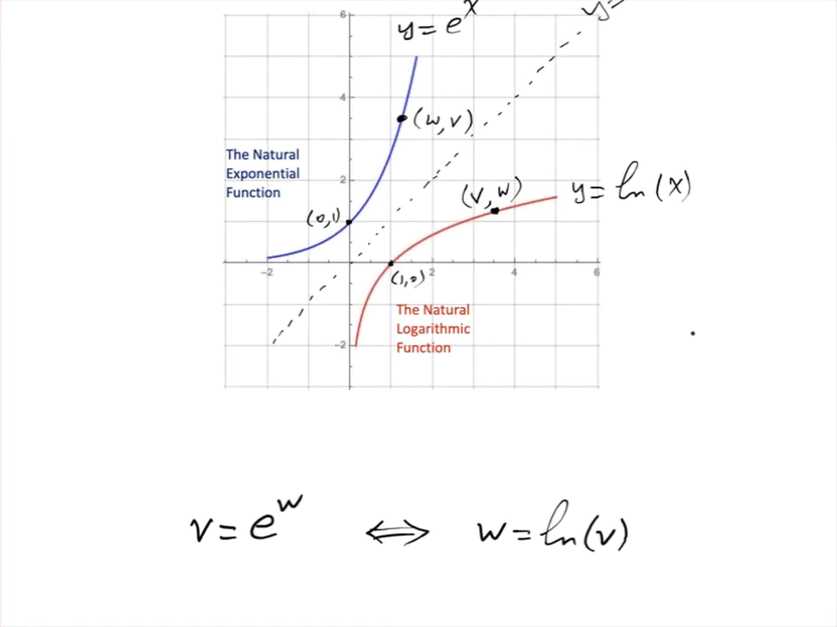So this helps when sometimes we know v, for example, and we know it's equal to e to some value, w. The question is, how do we find that w? We find that w by using the ln function. So we input v into the ln function, and then we get the w out of that.